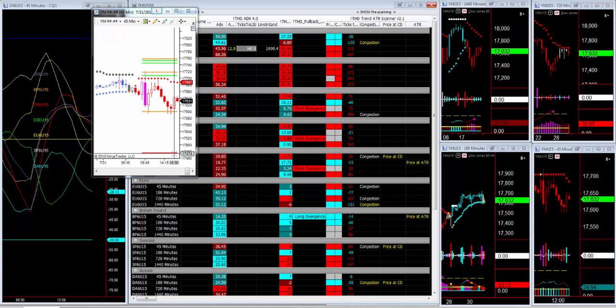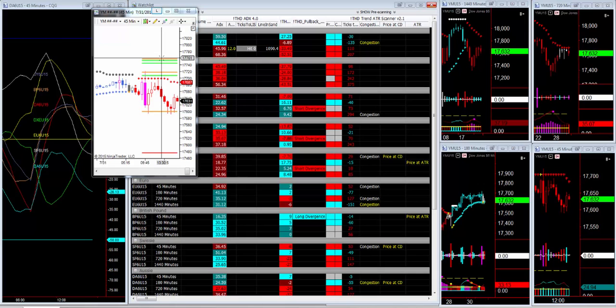So we may see Dow go down to 17,477. That's the next area of support. Right now, it has come back to this area. It's done it twice now. We may see it go back and test the 17,687 area.